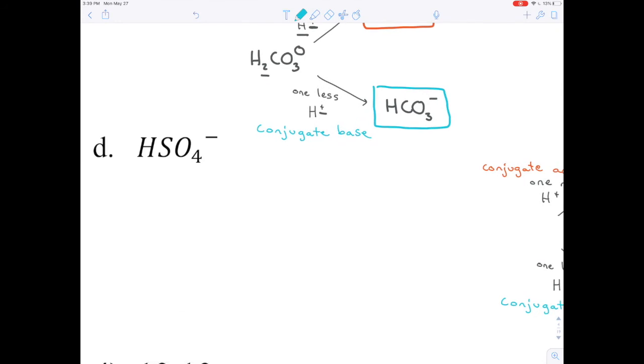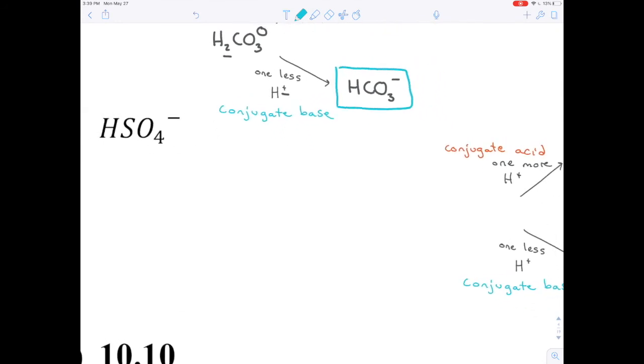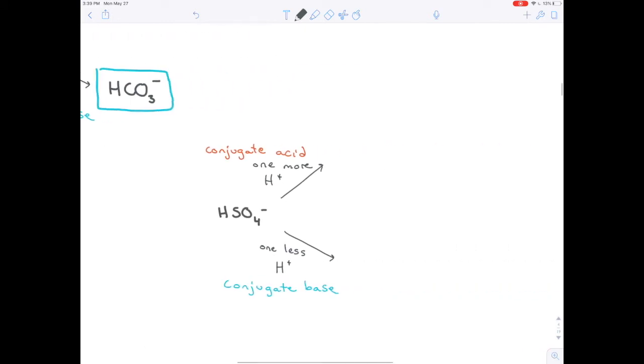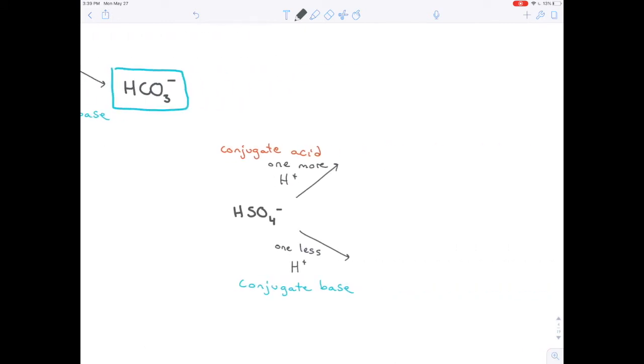Okay, let's think about HSO4 minus. So that's going to be our new molecule. And we want to draw both the conjugate acid and the conjugate base. Even though this question is explicitly only asking for the conjugate base, either of those could be asked on an exam, so I want to show you how to do both.